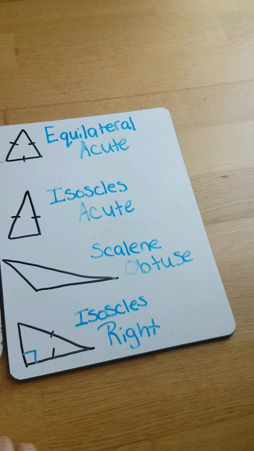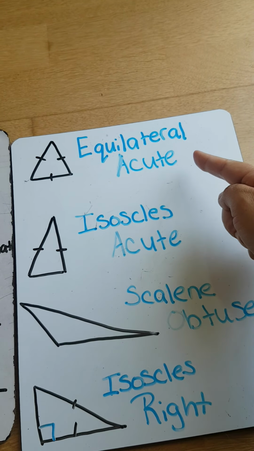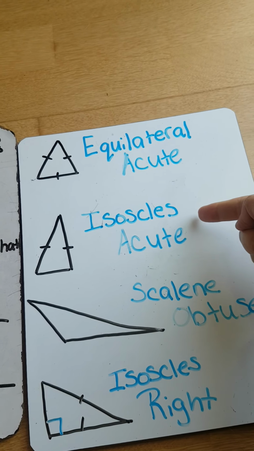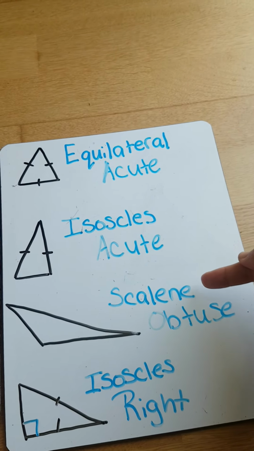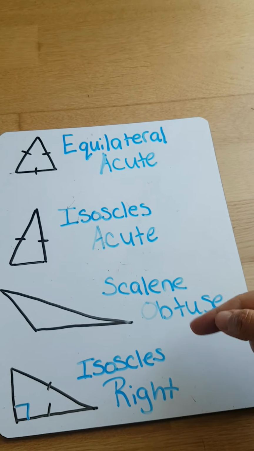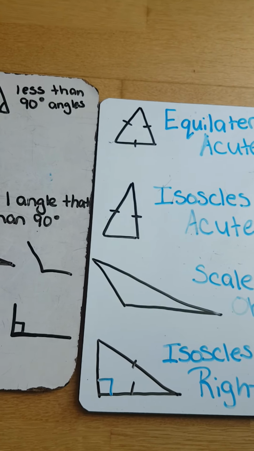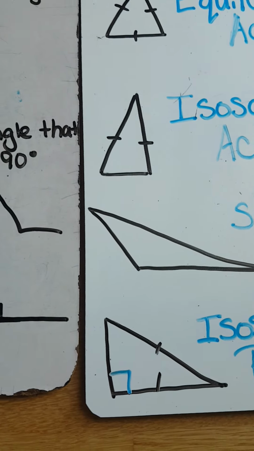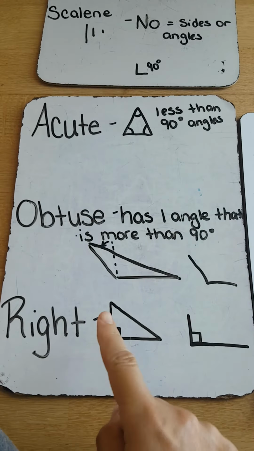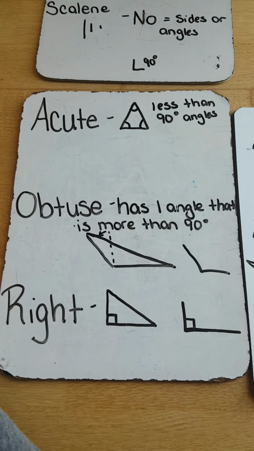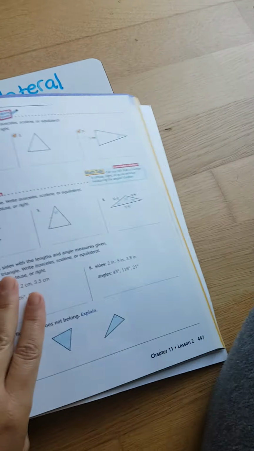So you can see that I have described the sides and the angles. This one's an equilateral acute triangle. This was an isosceles acute triangle. This is a scalene obtuse triangle. And this one is an isosceles right triangle. So all you're doing is telling me about the sides and you're telling me about the angles. So when you do today's assignment, let me show you what today's assignment looks like.